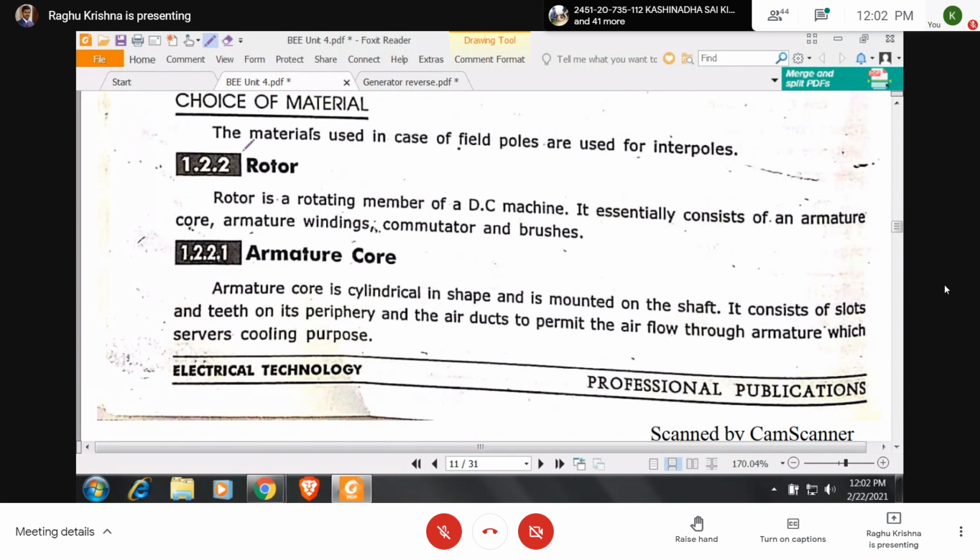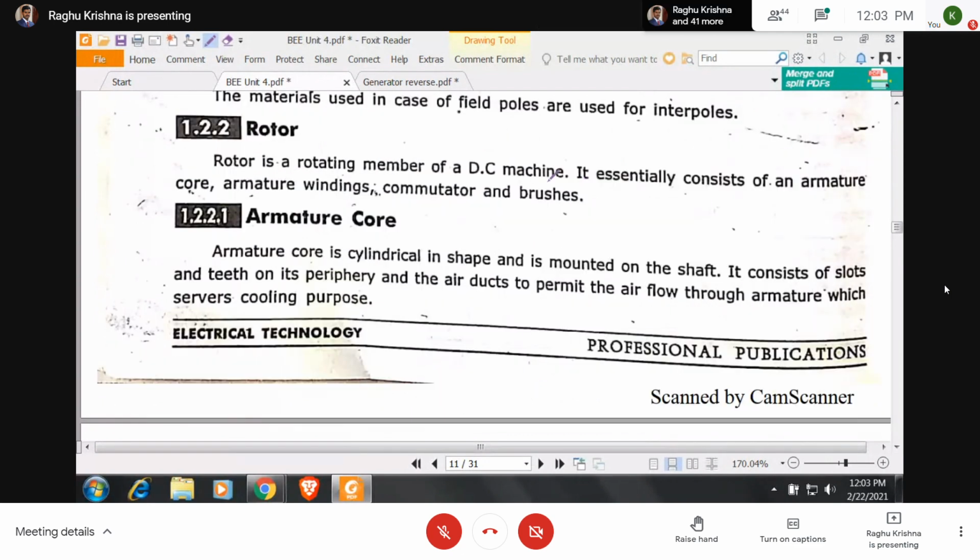The choice of the material: the materials used in case of field poles are used for interpoles. So for interpoles, the material is the same as for field poles. Next, coming to the rotor.